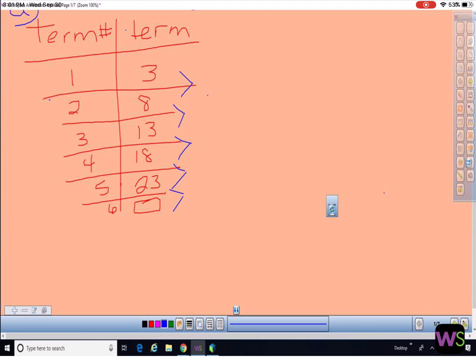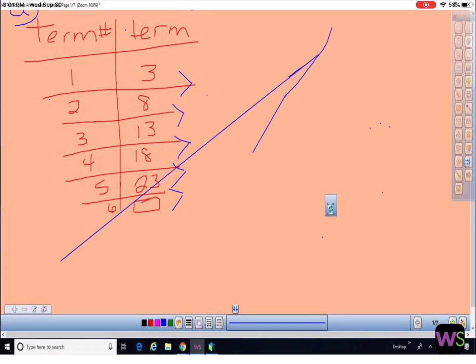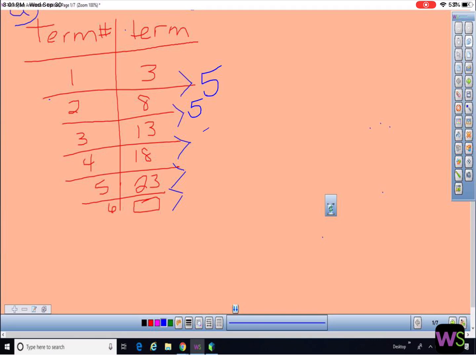Hold on, there we go. So between each of these terms, long story short, it's going to be 5. And between this and this, if I wanted to do the next term, I could just add 5. And I would say that my answer would be 28. So that's simple. But the explanation for that is this.